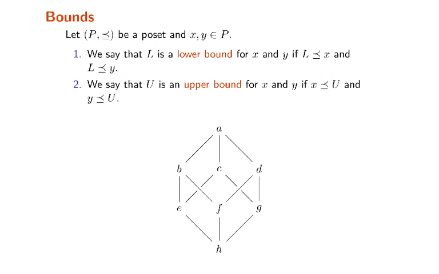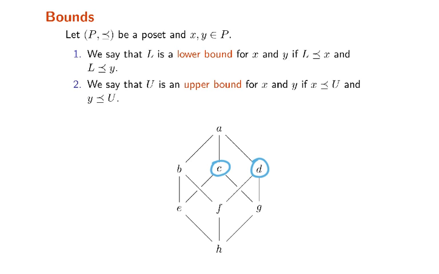So, for instance, what would be a lower bound for, say, C and D? What are the lower bounds here? You can stop here and think for a moment what would be lower bounds for these two elements, C and D.